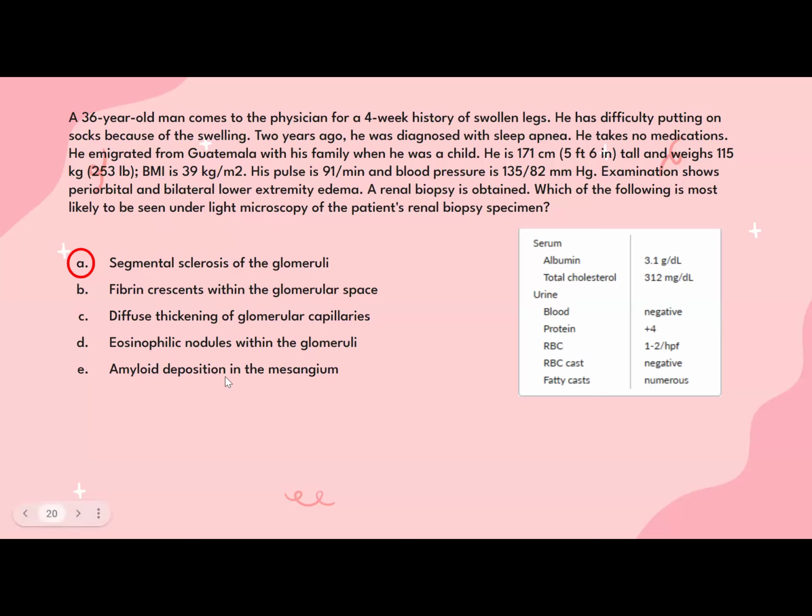Diffuse thickening of the glomerular capillaries, amyloid deposition. Amyloid deposition would make sense, but there's nothing going on that we're suspecting would go with amyloidosis, right? What are different conditions that would go with amyloidosis? Amyloidosis would be plasma cell dyscrasias, so things like multiple myeloma, heavy chain diseases, for instance, and anything that would increase the amount of immunoglobulins in the blood, because those are what get deposited, right? So we don't have that. Any inflammatory conditions would cause amyloidosis. How?